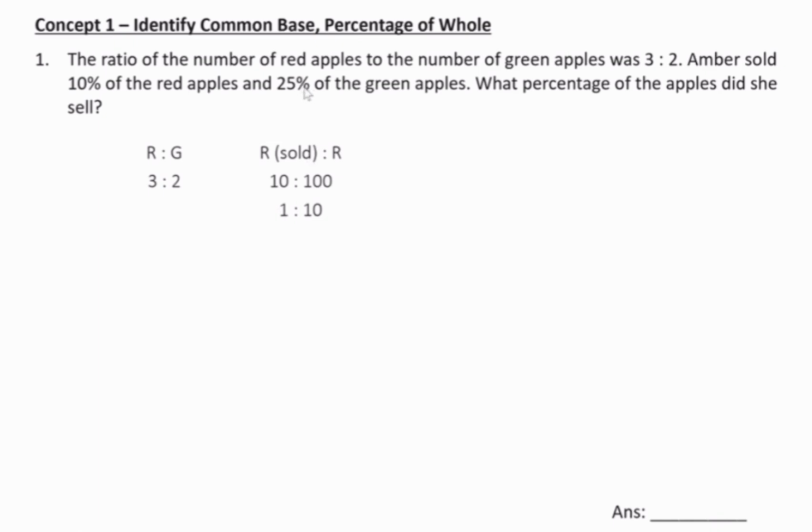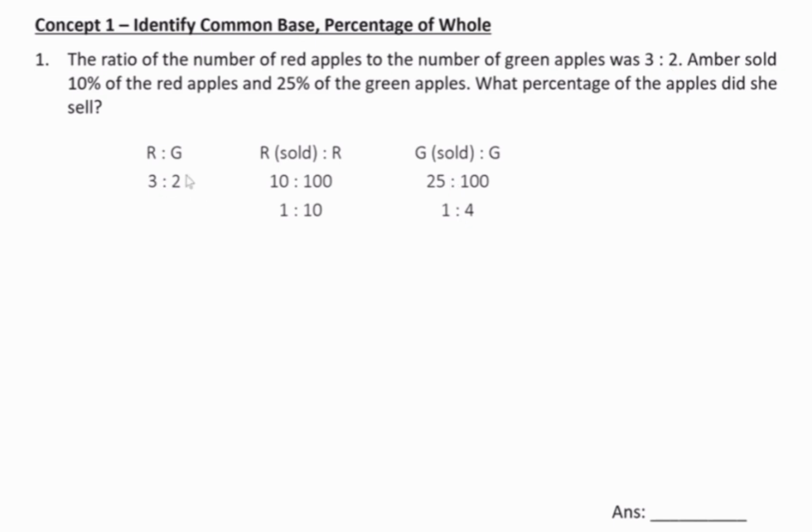Then she also sold 25% of the green apples. So the number of green apples that's sold to the number of green apples will be 25 to 100. So from here, we will simplify. This will get 1 to 4.